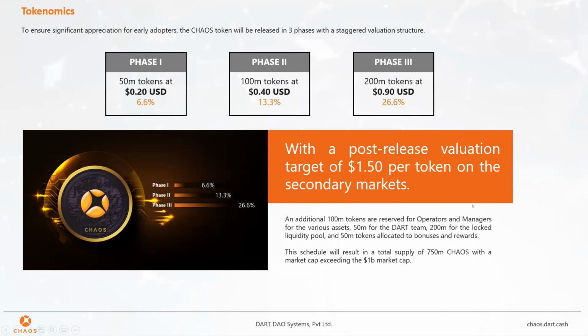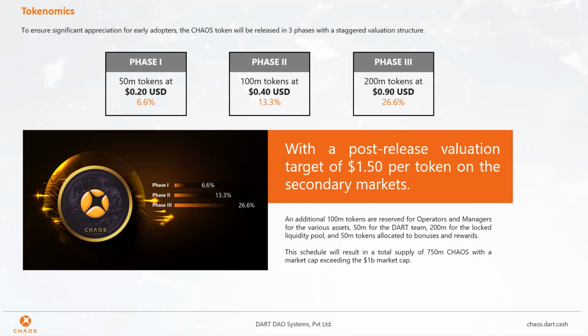So let's talk about the tokenomics very briefly. The Chaos token will be released in 3 different phases. In phase 1, which is the phase we are currently talking about, there'll be 50 million tokens released at 20 cents each. In the second phase, there will be 100 million tokens released at 40 cents each. And in the third phase, we will have 200 million tokens at 90 cents each.